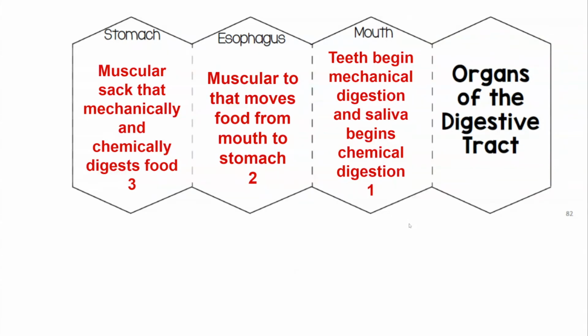To start off with, we're starting on the right-hand side and then moving towards the left. If you look at the numbers at the bottom, you start with your mouth. Your teeth begin mechanical digestion. So that's basically breaking down the food physically, right? We talked about physical and chemical changes, and then your saliva starts to break it down chemically. The enzymes in your saliva break it down.